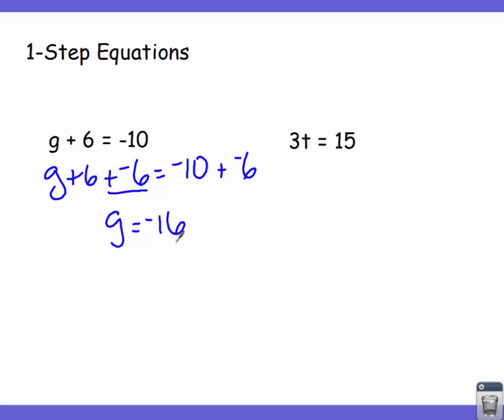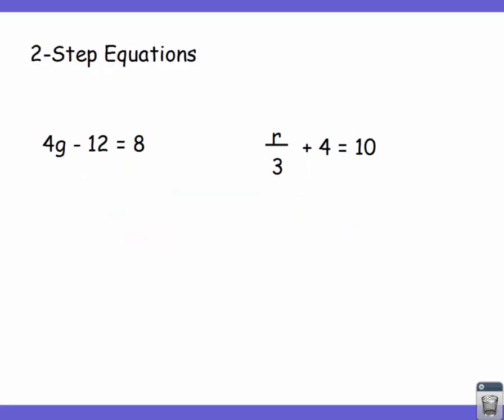Now if we have a multiply or a divide, we do the opposite. So here's a multiply by 3. So we do a divide by 3 in order to undo that. Because I don't want to know about 3 t's, I want to know about one of them. So I divide t by 3, I end up with t is equal to, and 15 divided by 3 gives us 5. Okay, let's bump it up a notch.